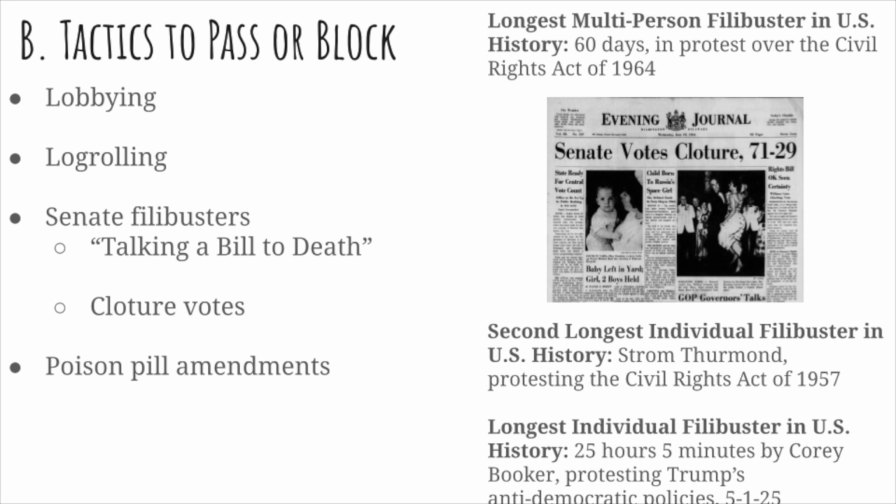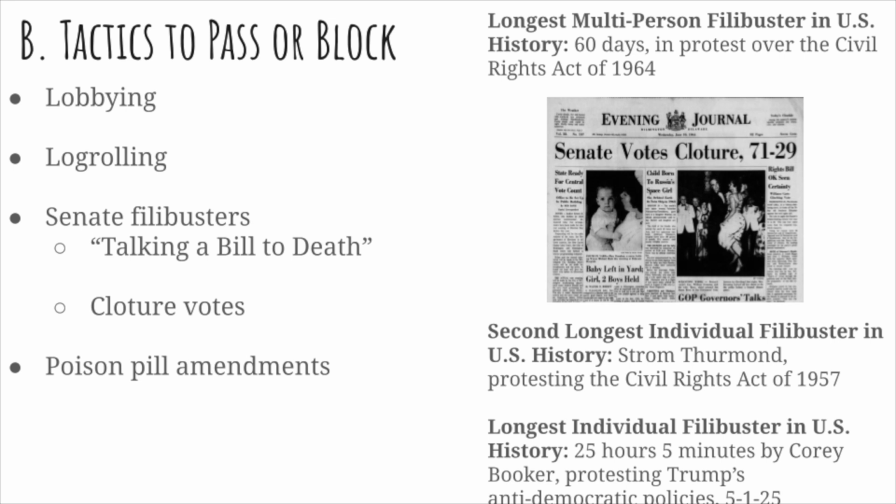So that was the longest multi-person filibuster. The longest individual filibuster up until a month or two ago was Strom Thurmond, who was protesting the Civil Rights Act of 1957. He spoke for about 24 hours, and he reportedly went to the sauna, tried to dehydrate himself so that he wouldn't have to go to the bathroom, had his wife pack some extra food for him, and this was kind of considered a marathon session.